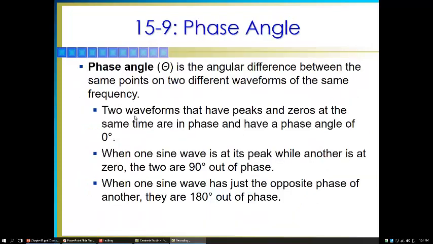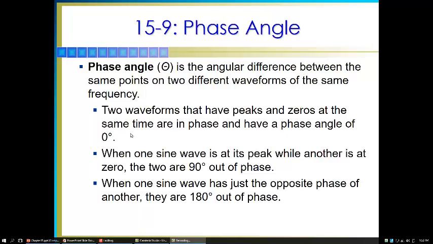Okay, so phase angle is the angle between two different waveforms of the same frequency. So when we compare waveforms, we must make sure that they have the same frequency. Two waveforms that have the peaks and the zero values at the same time are in phase. In other words, they go through the same number of degrees at the same time.